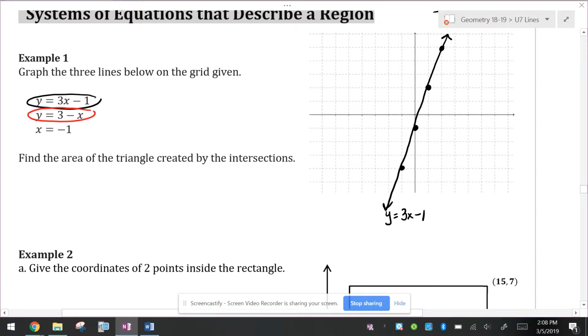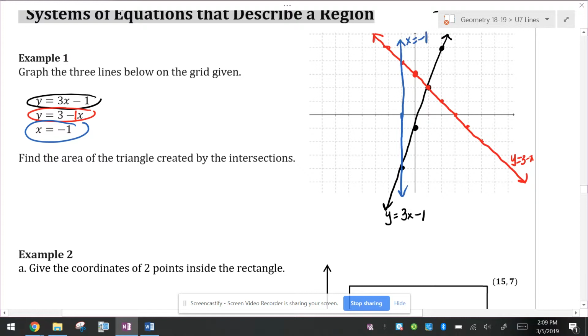And then in red, I'm going to graph y equals 3 minus x. So I start up at 3. And if I have 3 minus x, that means my slope is -1. So down 1, right 1, down 1, right 1, and so on. So there's y equals 3 minus x. And then x equals -1 is a vertical line through the place where x equals -1, which is right there. So there's x equals -1.